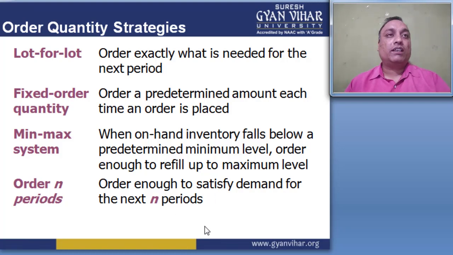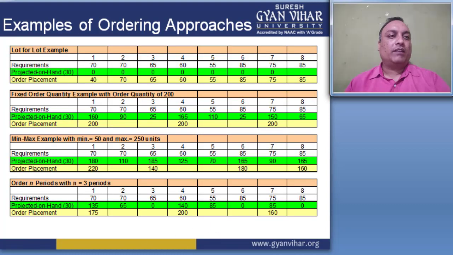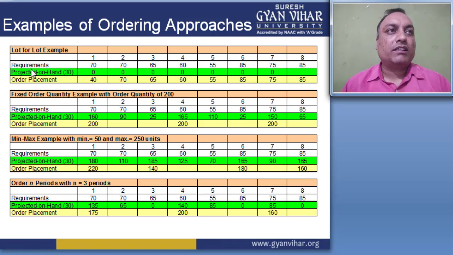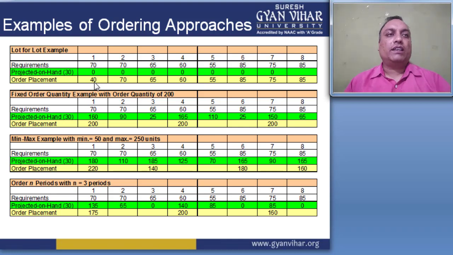These are the different types of order quantity strategies related to the EOQ analysis. Now let's move to examples of the ordering approach. Here are different types of examples, like the lot-for-lot example. Here the requirement is 70, and the projected on hand is 30. The order placement is 40. But the requirement is 70, and you place an order of only 40. This will create some disturbance in your order. So here, with a requirement of 70, you will place an order of 70.